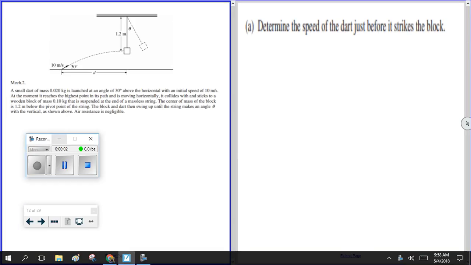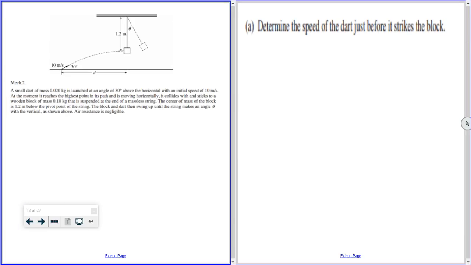Okay, guys. So here we go. All right. So problem number 2 has this dart being launched. It hits a pendulum. The pendulum swings up. It asks you some questions. All right. So there's a lot going on here.